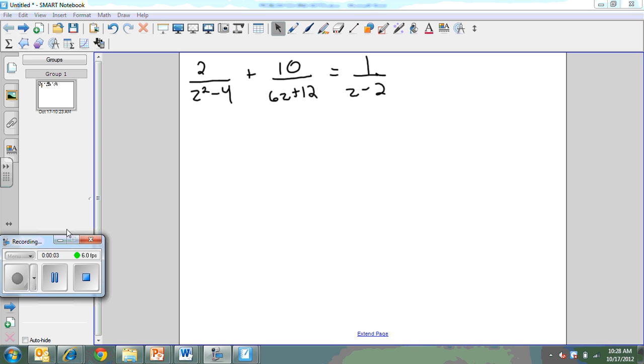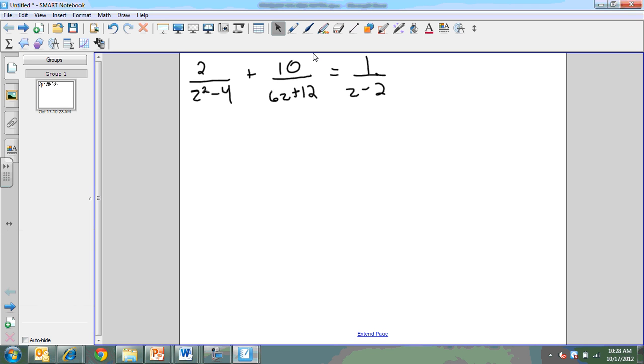Here's an example of solving a rational expression. The difference between solving and simplifying is that in this case we have an equal sign. So we're actually going to be able to find a value for z. We're not just simplifying the expression. And what we need to do first is determine what the LCD is.